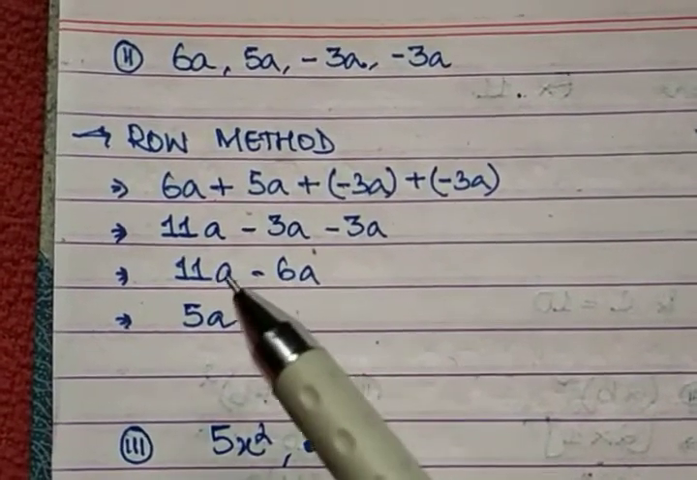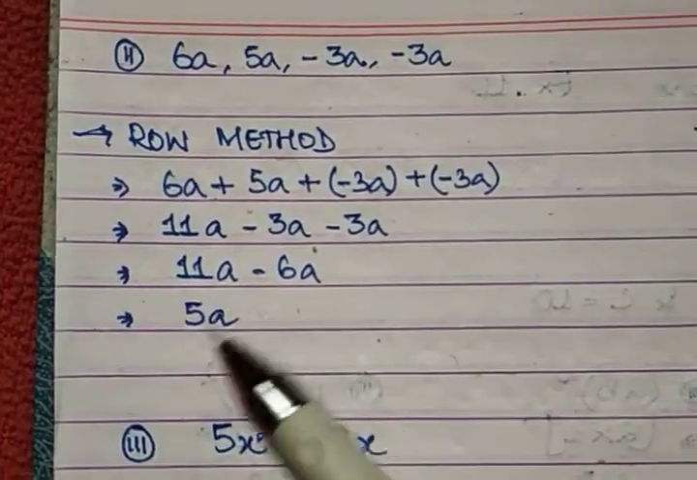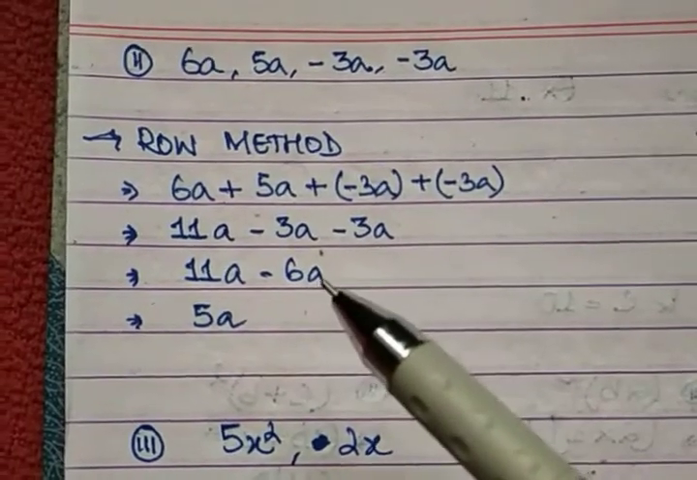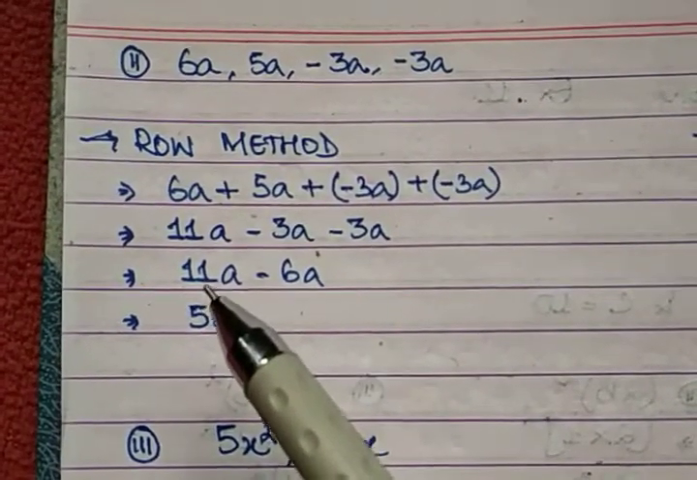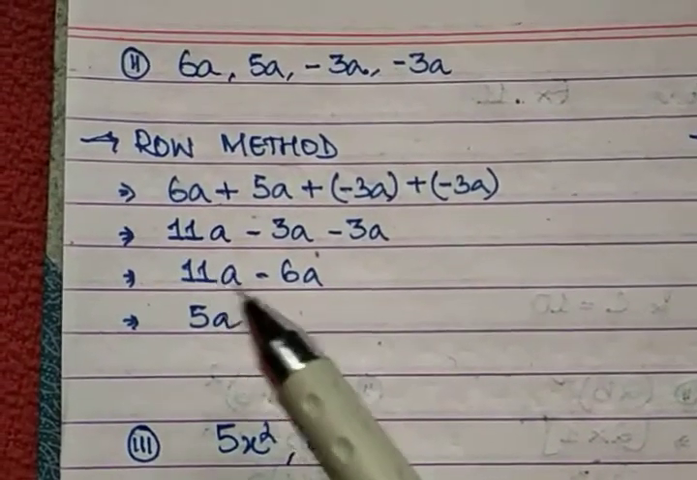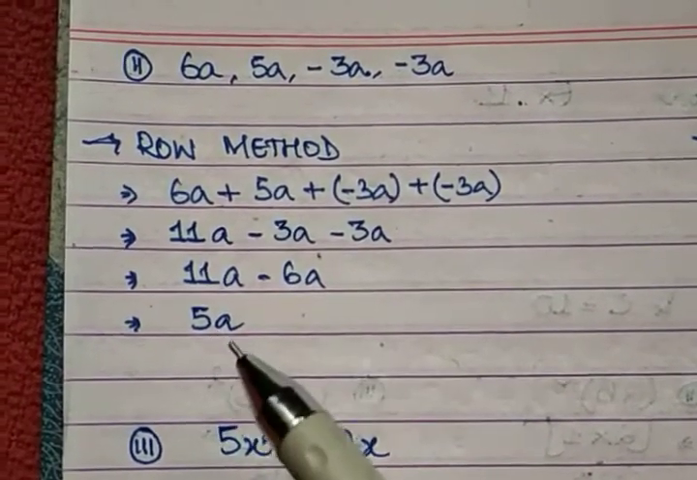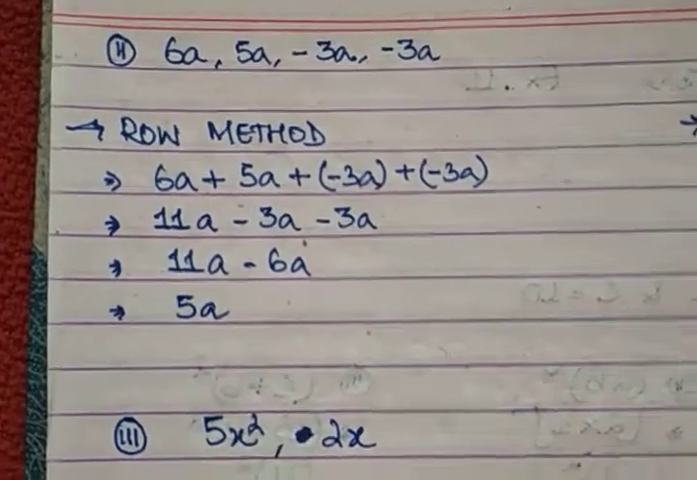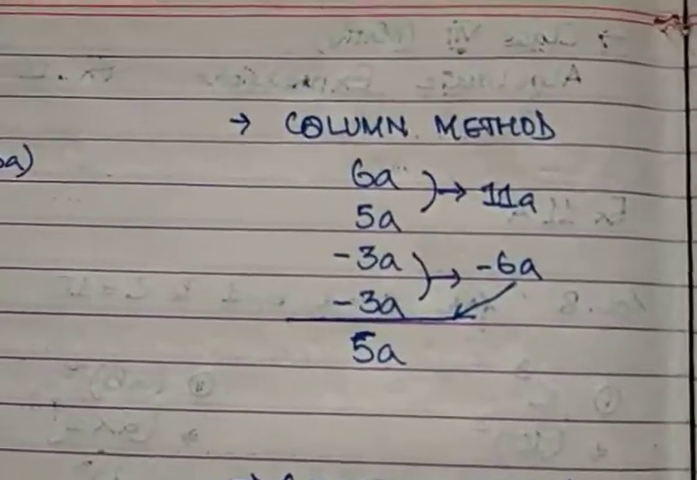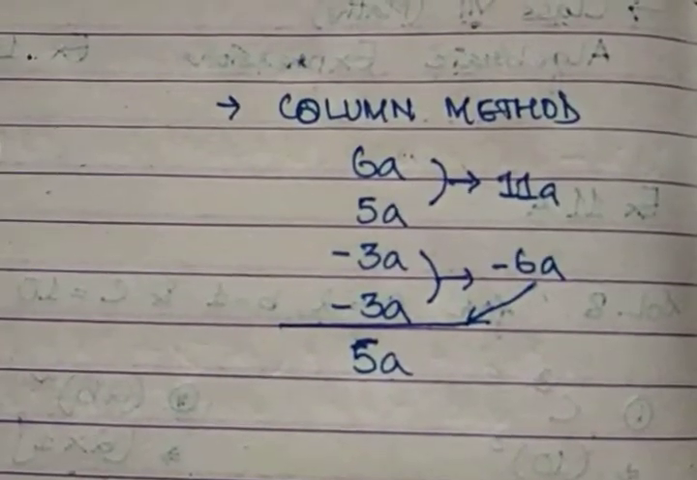Now again, still we have like terms with opposite signs. So we know that opposite signs are subtracted and the sign of the greater number follows, isn't it? So for 11, the sign is plus. That means the greater number has a plus sign. So opposite signs, so 11 minus 6 is 5. So 5a, sign of the greater number follows, therefore it is plus 5a. Is it okay? Okay.